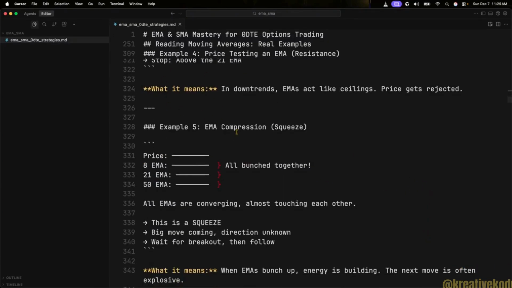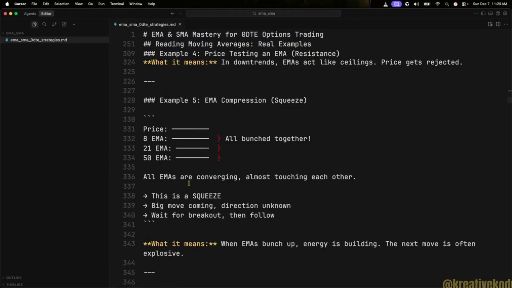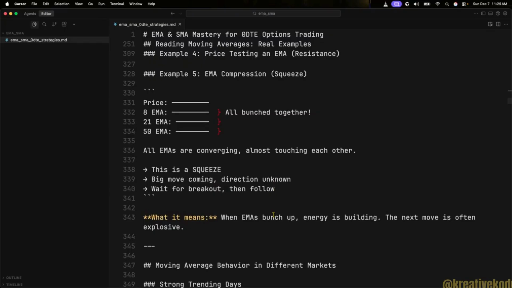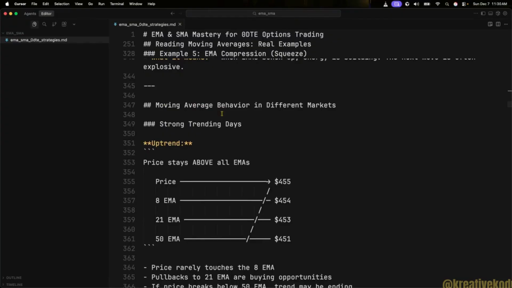So EMA compression, or a squeeze, is when all 3 of them are bunched together. All EMAs are converging, almost touching each other. This is a squeeze and a big move is coming. So direction is unknown. We wait for the breakout, then we follow it. What this means is when the EMAs are bunched up, energy is building, and the next move is often going to be explosive. So the moving average behavior in different markets, right?